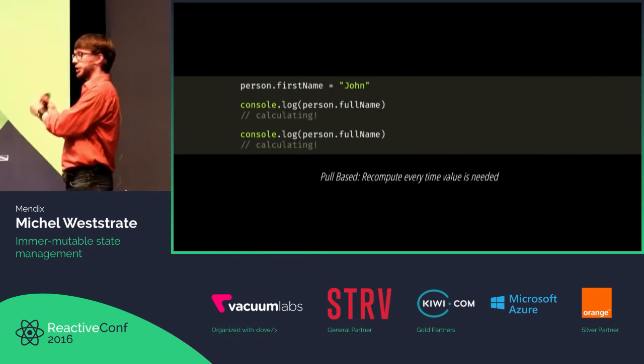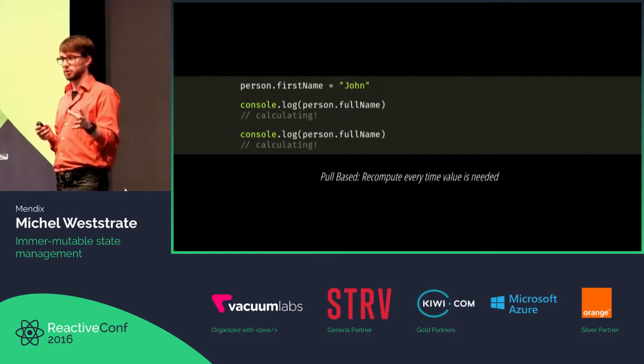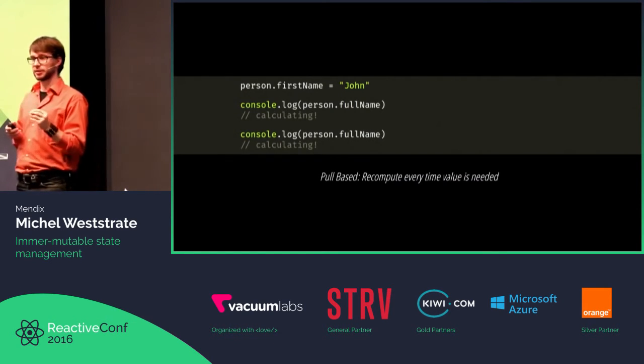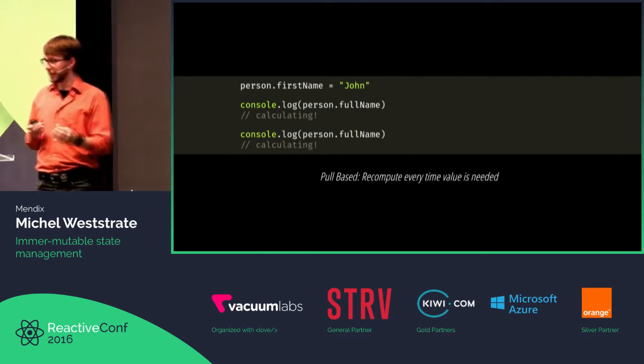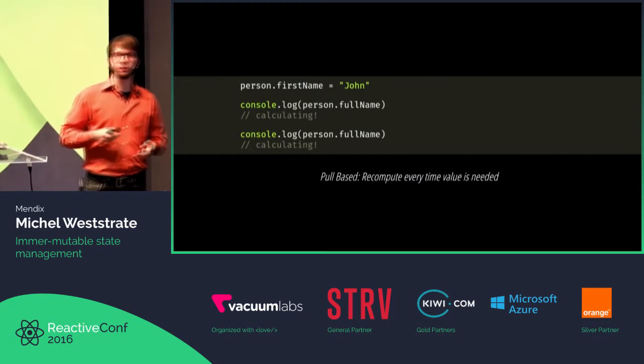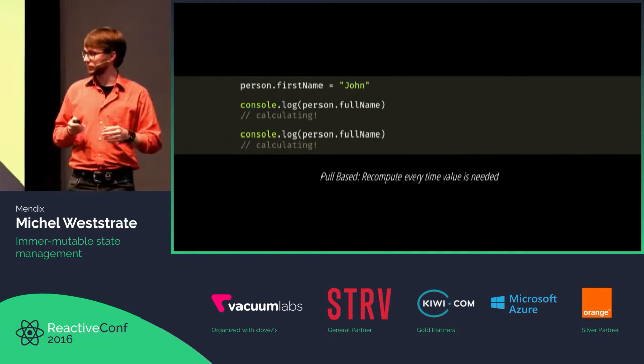So what you see is if we change the person's name, and then we log the full name twice, it will print calculating the full name twice. And that's because we are pulling all the values through our system.